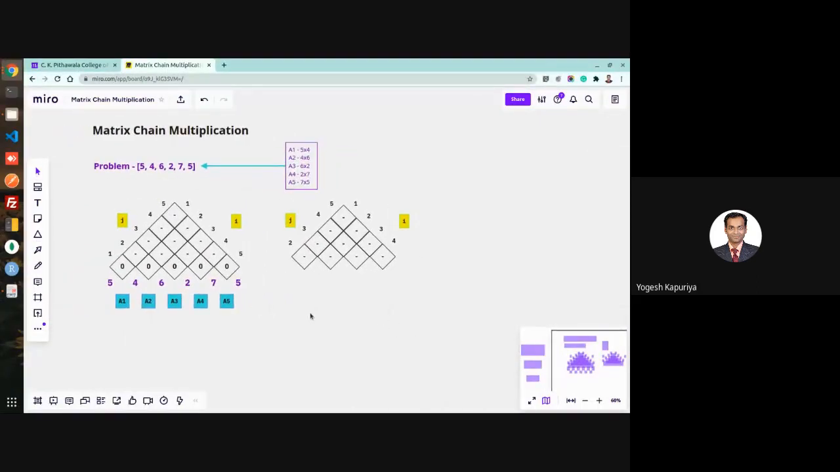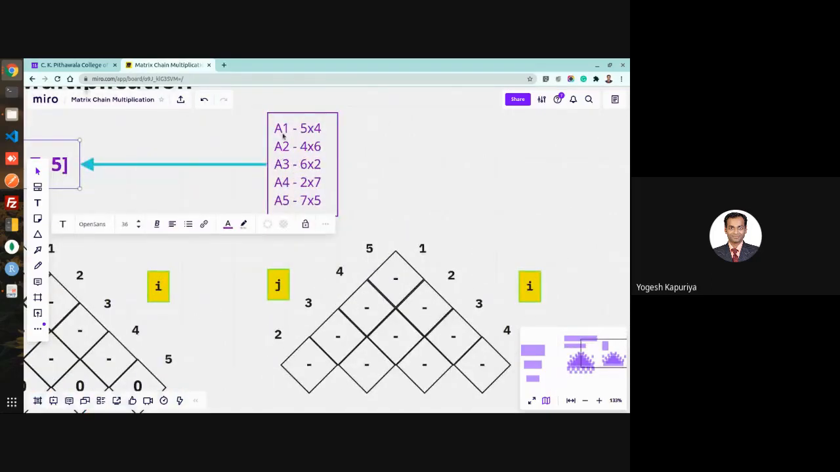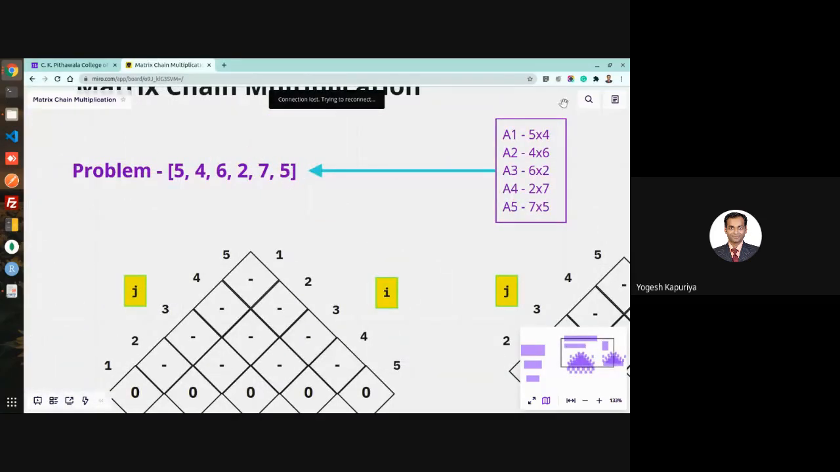So for saving the time, I have already prepared this. Let us first understand what it means. This is the problem statement, right? You have been given a problem or the instance of a problem. What that instance tells you is about these 5 matrices. There are 5 matrices: A1 5 cross 4, A2 4 cross 6. Then you have A3 6 cross 2, then A4 2 cross 7, and A5 7 cross 5. So if there are 5 matrices, then there will be obviously 6 dimensions, right? So you can put it in this way in order of chain.